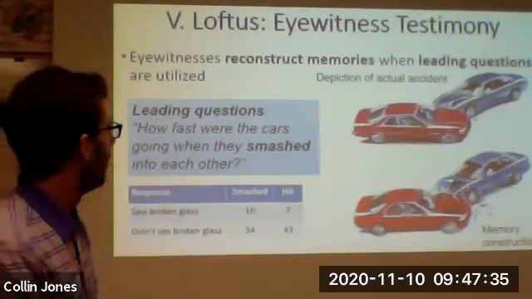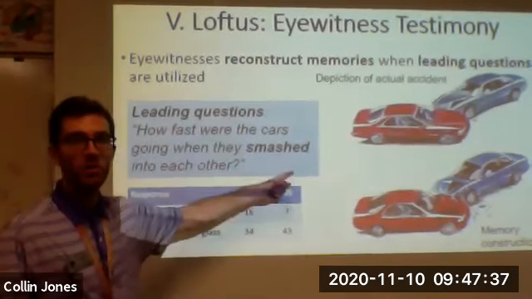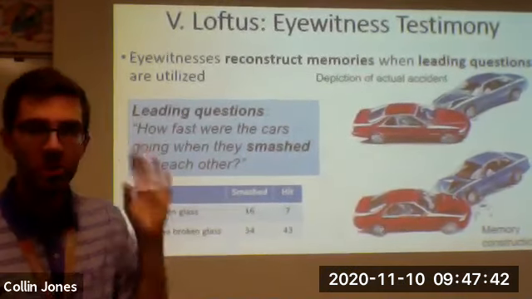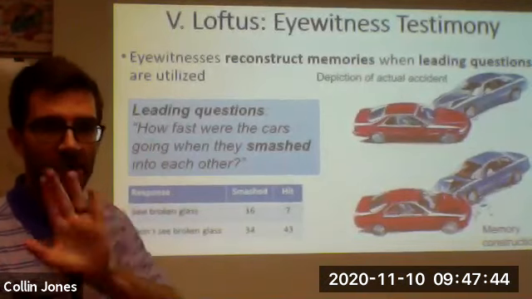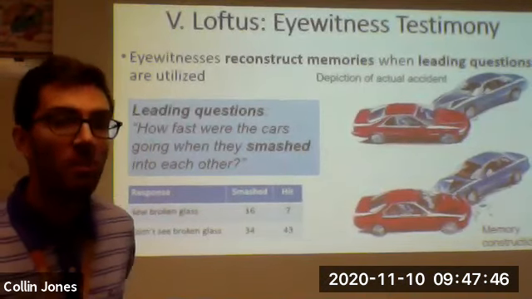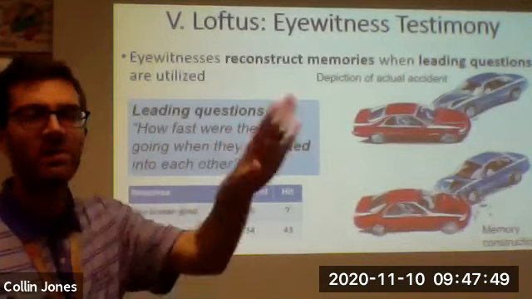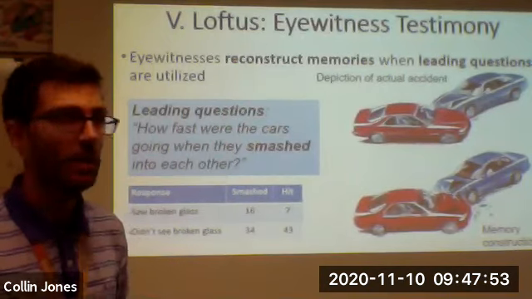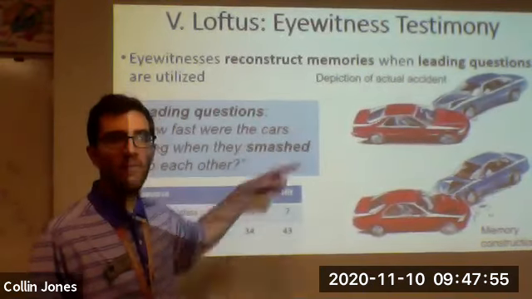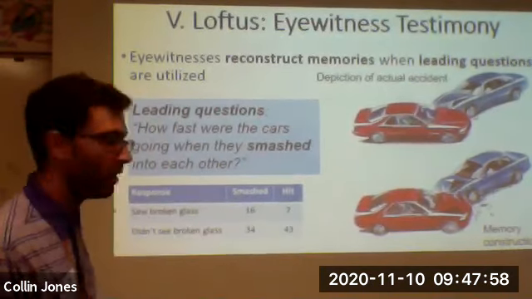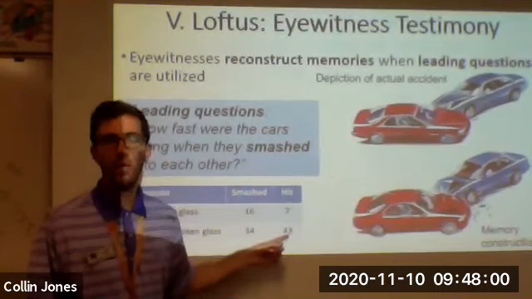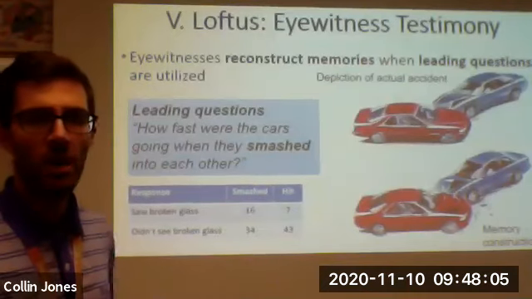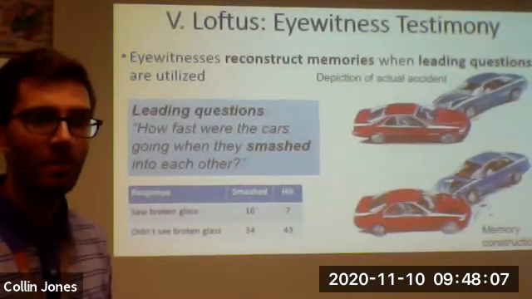And what she found was that when she asked a leading question using a word like smashed, more people pictured broken glass. They were positive there had been broken glass. And more people said that the cars were going faster than they really were. Their estimates of the car speed went way up. In contrast, if someone said, how fast were the cars going when they hit each other, way more of those people said there was no broken glass. They weren't actually going that fast. It was more of a bump, a light tap, right?